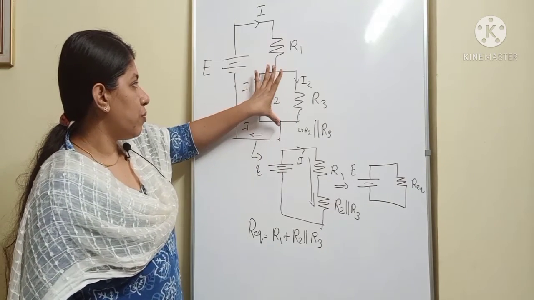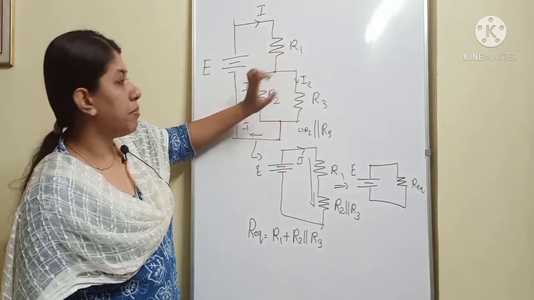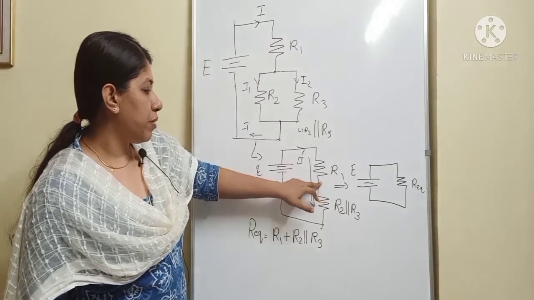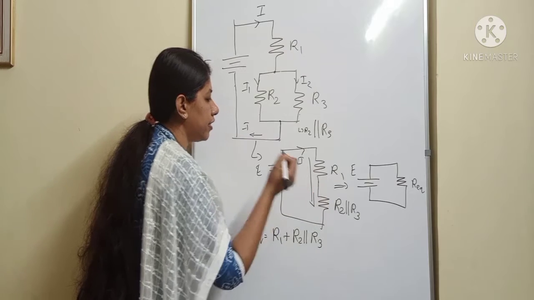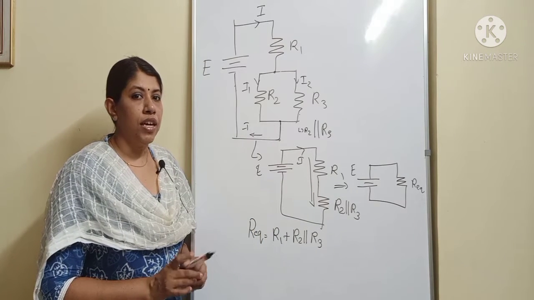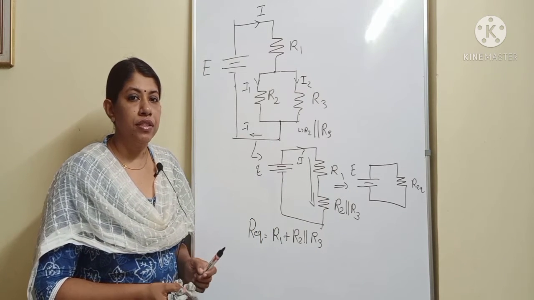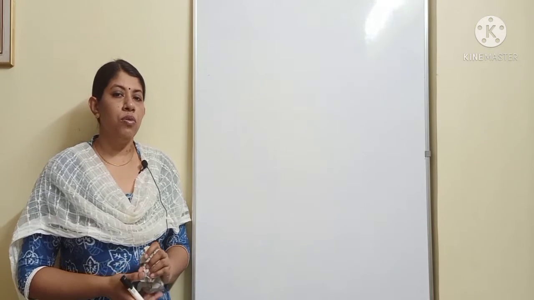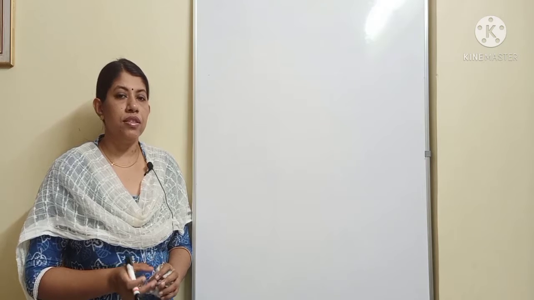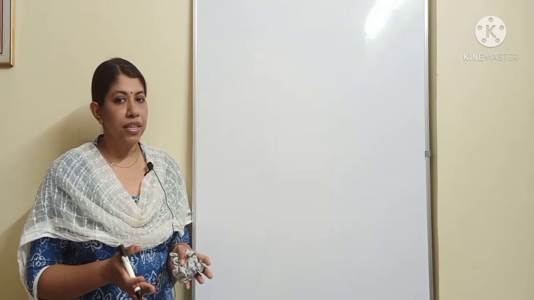So this is how you will identify whether a particular connection is in parallel or series. Here you can see two points are common, which means these are in parallel, and here you can see one point is common, therefore these two resistors are in series. Now we will see how the equivalent resistance of two resistances connected in parallel can be calculated.